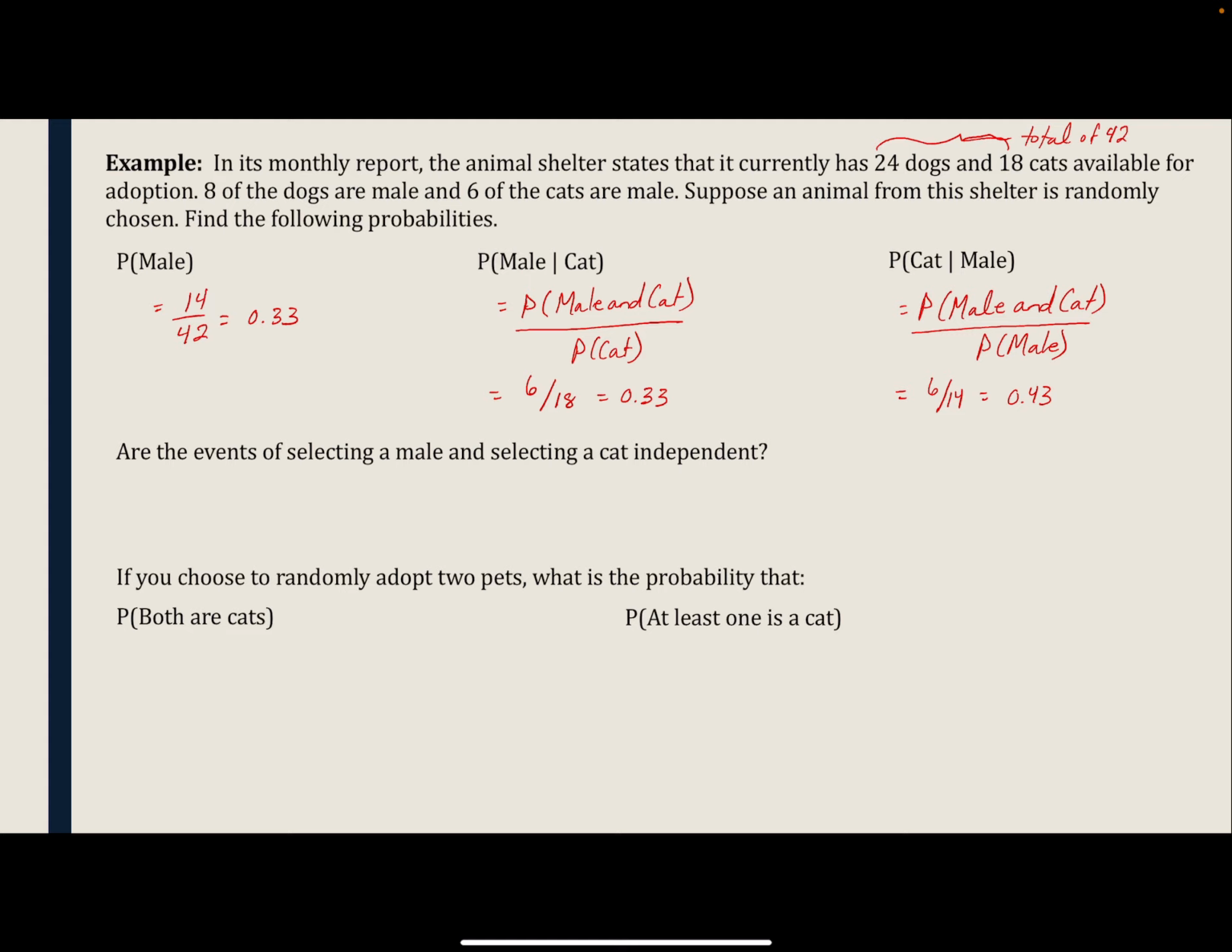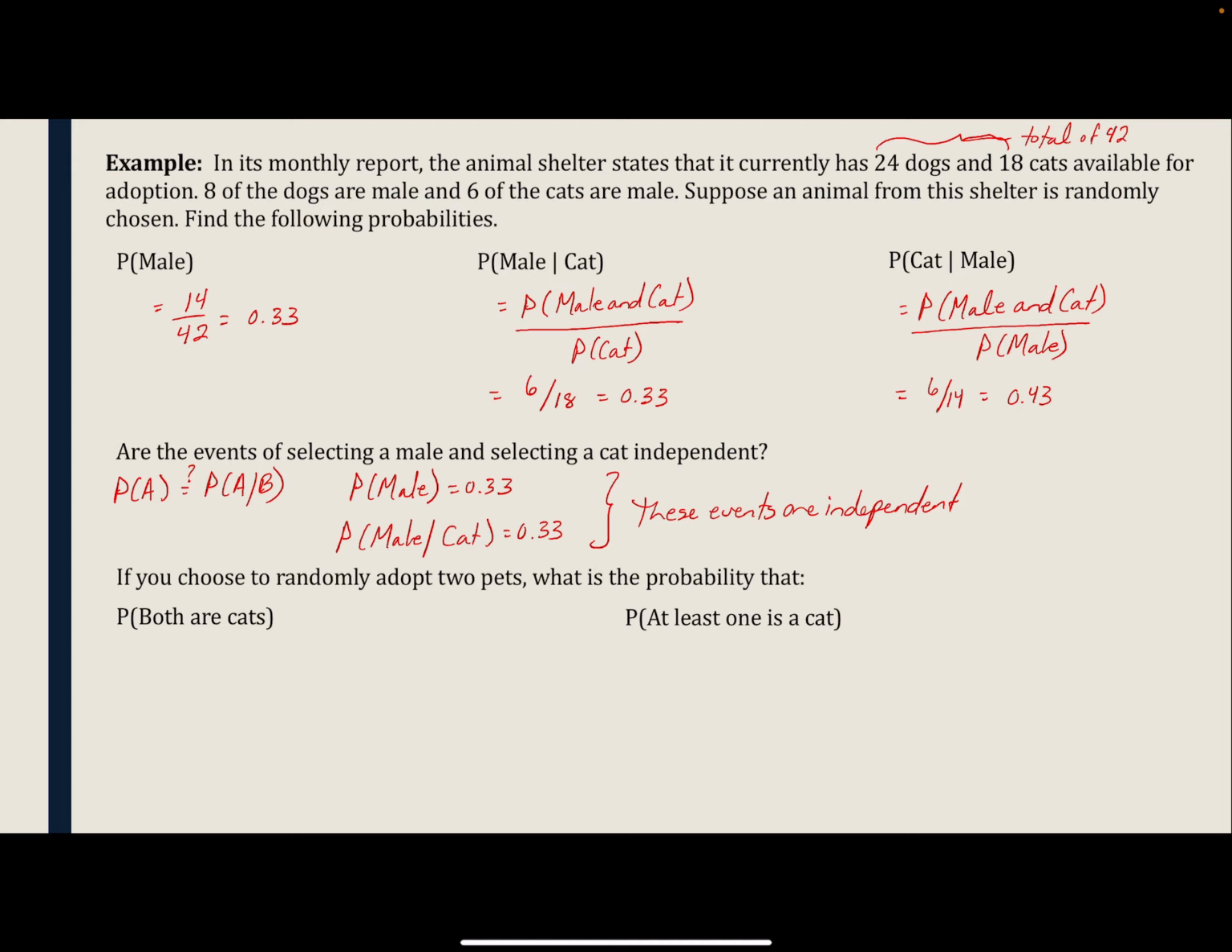Are the events of selecting a male and selecting a cat independent? Which of these 3 probabilities do we want to compare? Remember that when we were looking for independence, we wanted to compare the probability of A with the probability of A given B. We have that up above here. The probability that the animal is male is 0.33, and the probability that the animal is male, given that it's a cat, is also 0.33. Since these are the same, these events are independent. The fact that the animal was a cat had no effect on the probability of it being male.